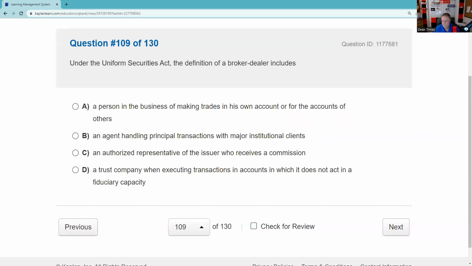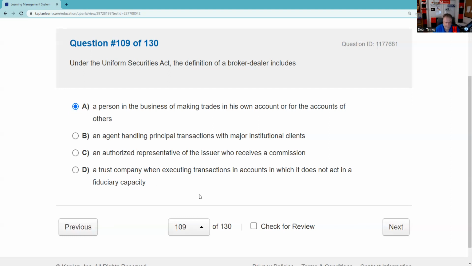Under the Uniform Securities Act, the definition of a broker-dealer, you should definitely know the definition of a broker-dealer. All these cast of characters in the play that you're taking, there's a cast here. A person in the business of making trades for their own account and the accounts of others. Yeah. Trades for their own account, they act in their dealer principal capacity, charge a markup or markdown, or for the accounts of others, they act in their broker agency capacity and charge commission. Absolutely. That sounds like a definition of a broker-dealer. Let's see what our other ones are.